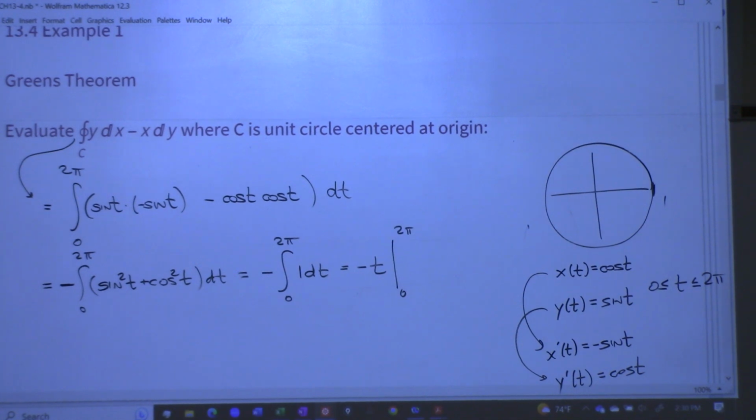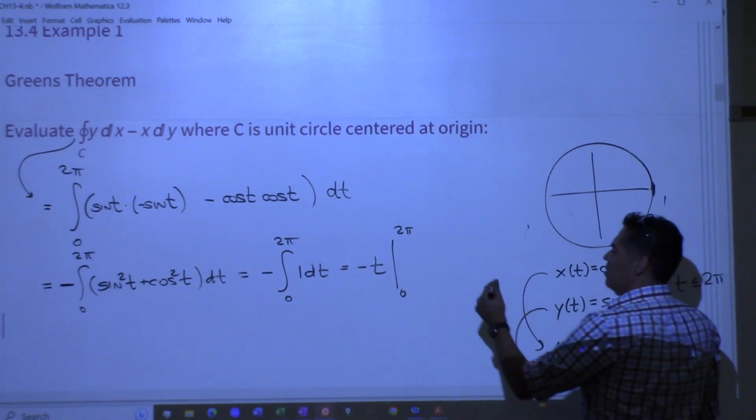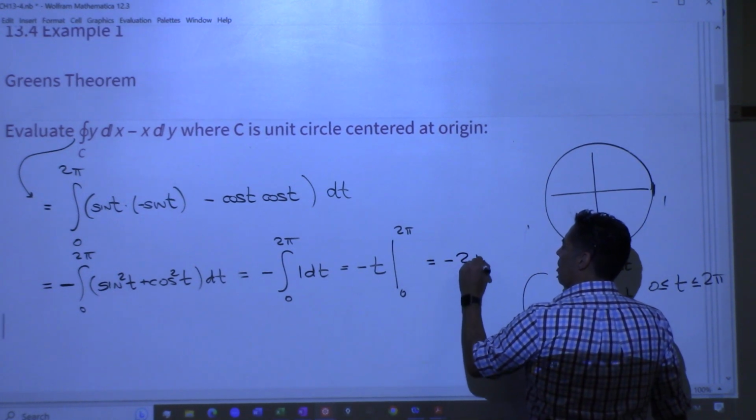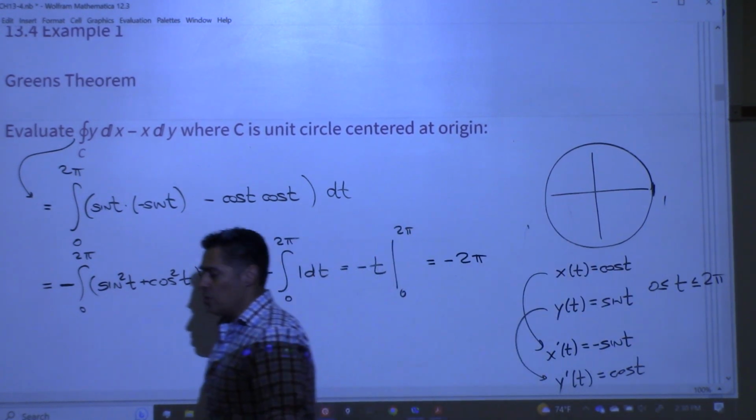Yeah. Okay. What's the answer there? Negative 2 pi. Any questions on that? This is not using Green's theorem. We can use Green's theorem, though.